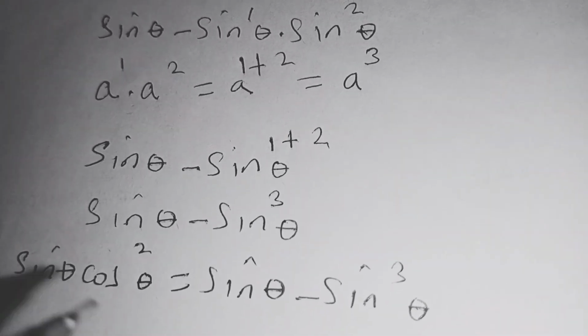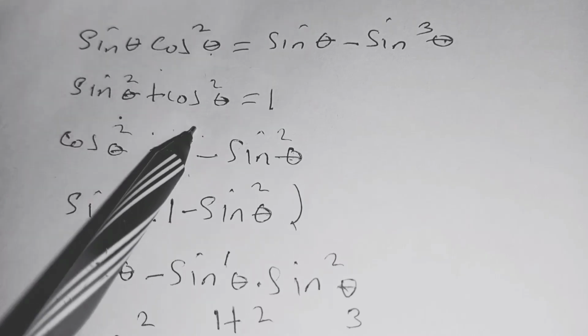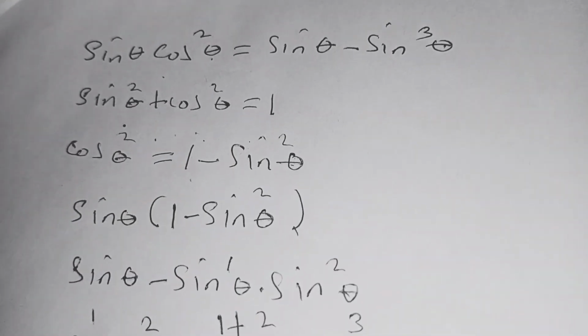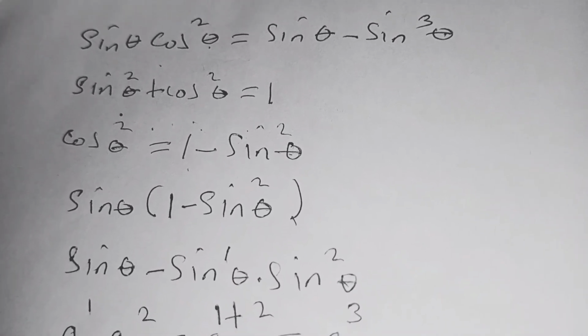So the key thing is to know this identity here, that sine squared theta plus cos squared theta is equal to 1. That is the key identity in solving this simple basic trigonometric identity.